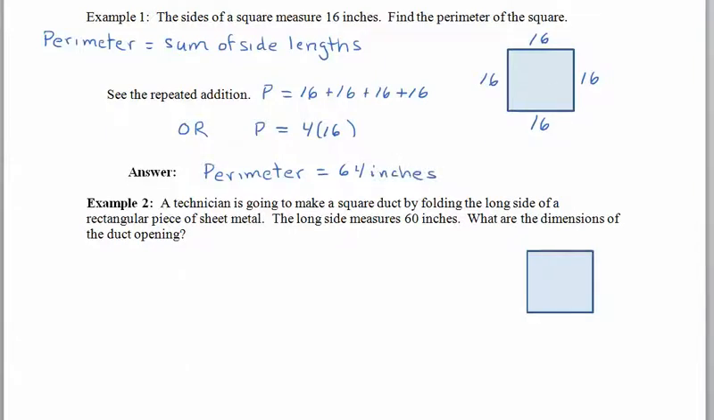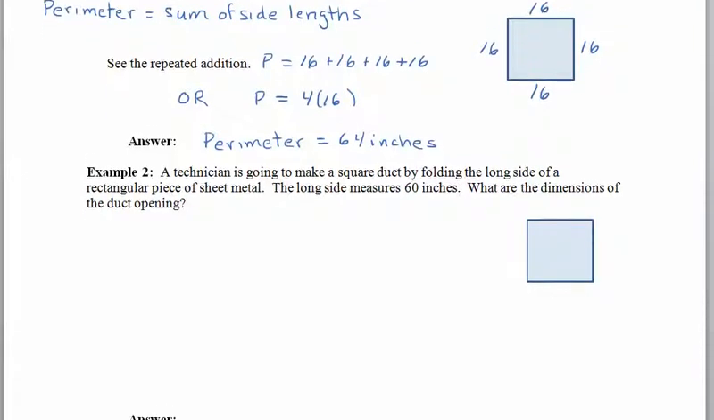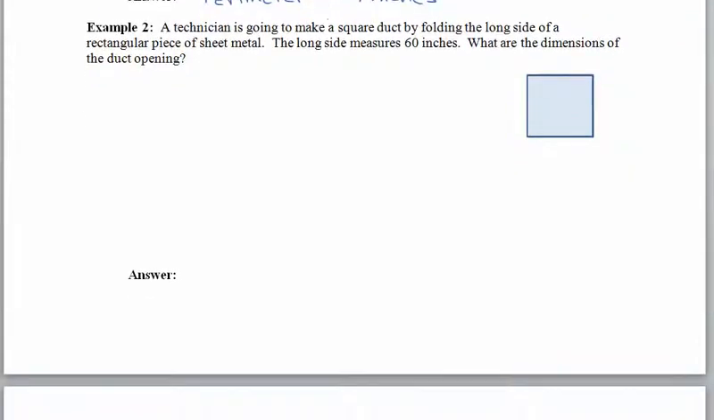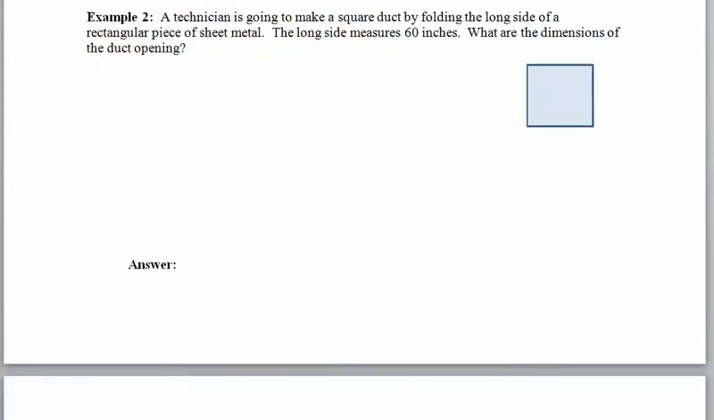So squares are sort of special in that way because their perimeter can be found by multiplying one of the side lengths by 4. So if we come down to our next example, we have a technician who's going to make a square duct by folding the long side of a rectangular piece of sheet metal. We should probably make a picture of this.